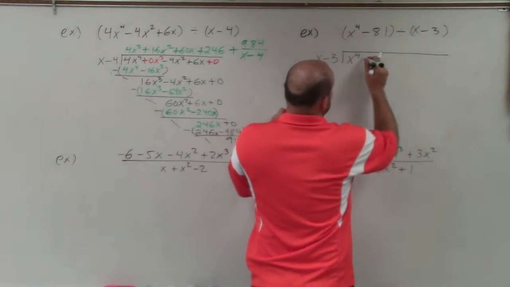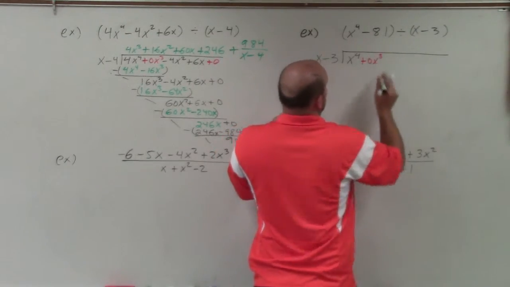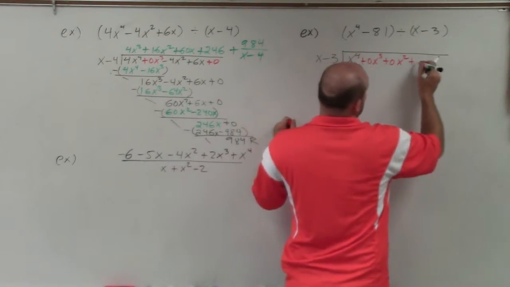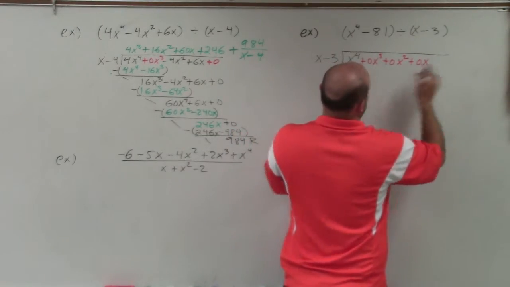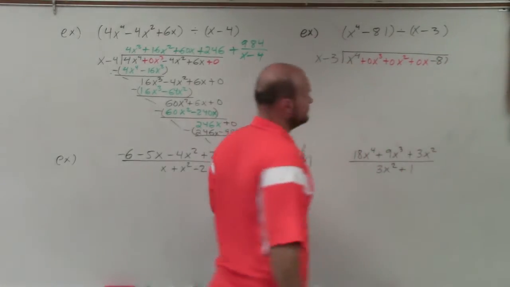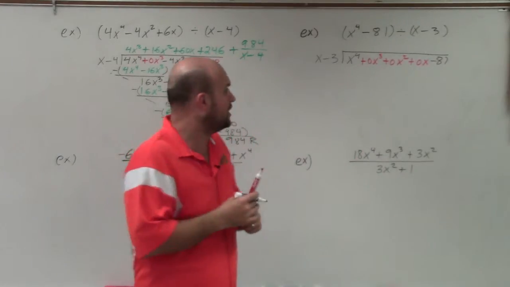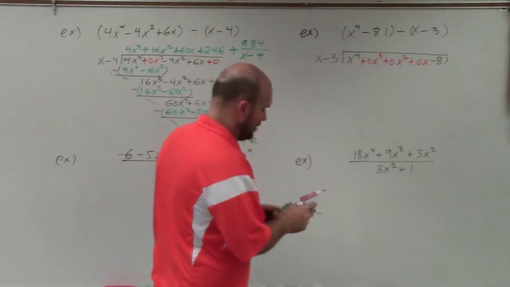Then I don't have a cube, so I'm going to do plus 0x cubed. I don't have a squared, so I'm going to do plus 0x squared. I don't have a linear, which would be 0x. And then I have minus 81. OK? It's not necessary, but I think it's really helpful to go through all of those. So now we just go ahead and follow our process.